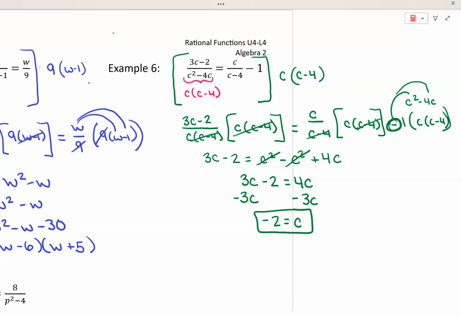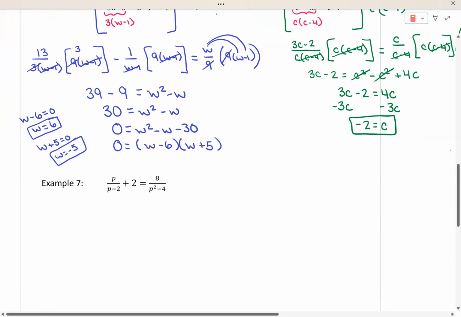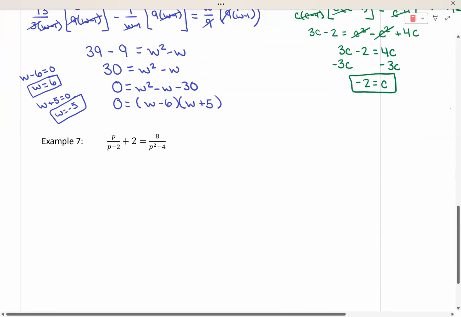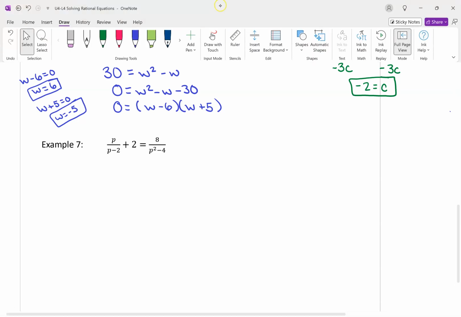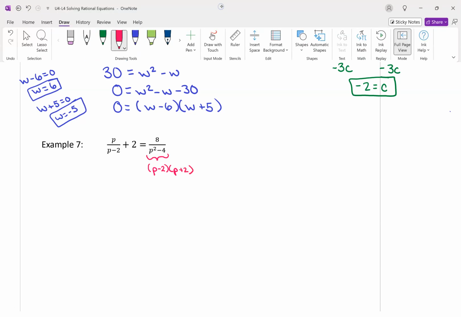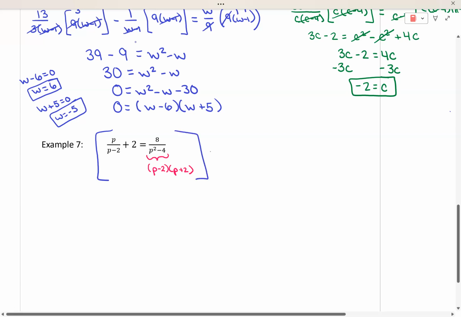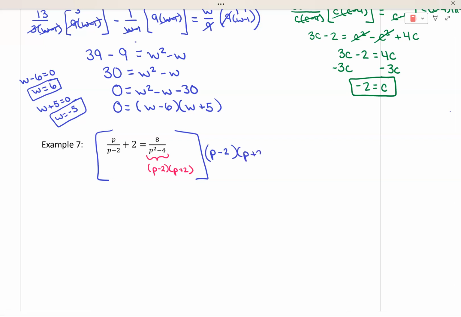Okay, we got one more. And like I said, if you want to try it, just pause it. Okay, so let's see what we got going on. Looks like we got a little factor situation again. So this is a difference of squares. P minus 2, P plus 2. And notice we have to have one of everything. So that means we're going to be multiplying by P minus 2 and P plus 2.